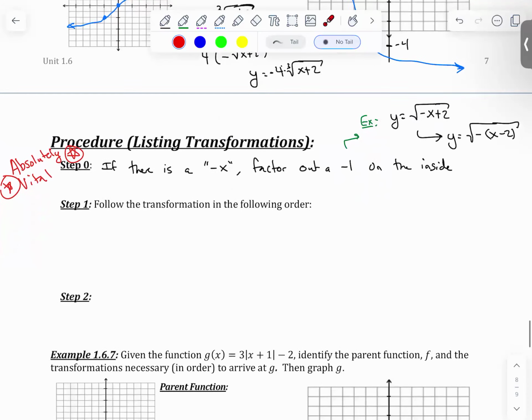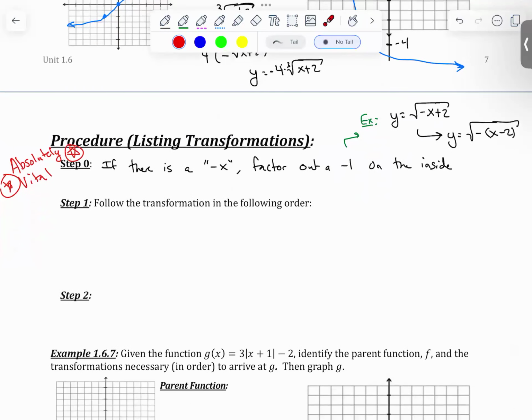Next, as long as that's happened, if there's no negative x, skip step 0. Then step 1 is to follow the transformations in the following order. The first steps are at the top and the last steps are at the bottom. First, you're going to take care of reflections.